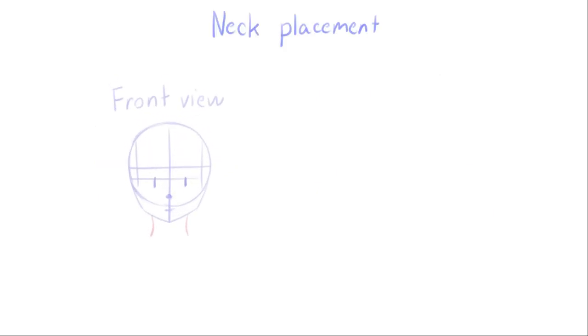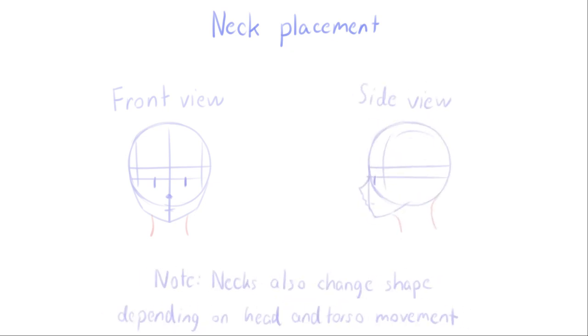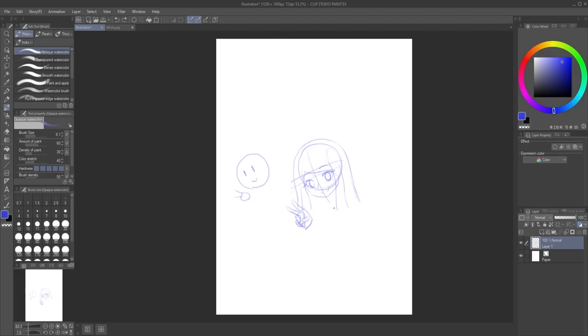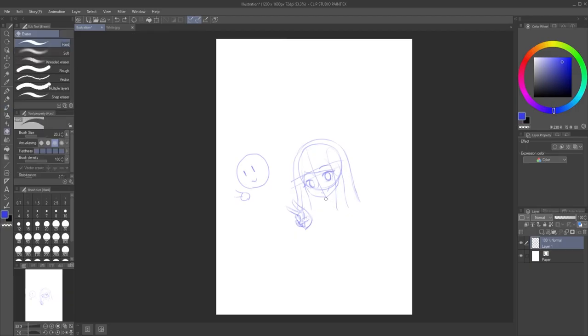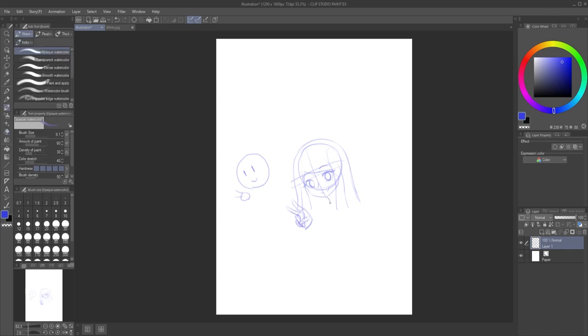Basically, if you look at a person from the front, the neck is aligned with the center of the face, but it's also to the back if you look at a person from the side. So here, I try to imagine where that point would be and draw the neck. That's all a little bit complicated though, so you can just draw and erase it until it looks right. Again, that's how I do it.